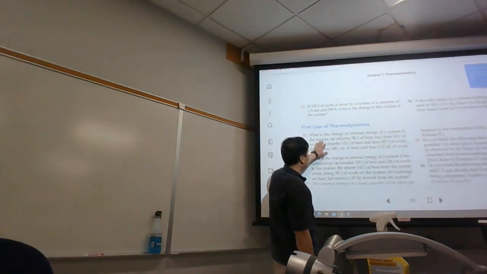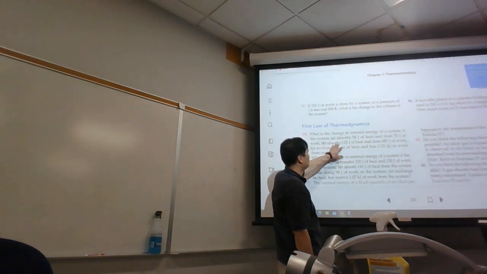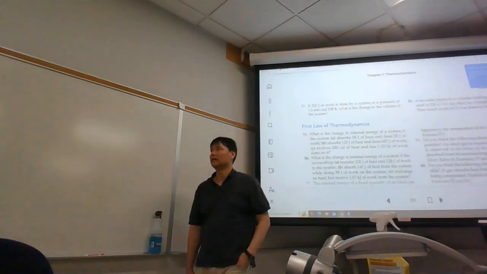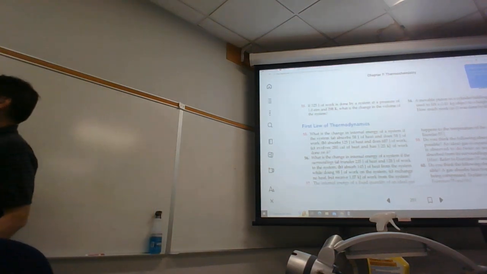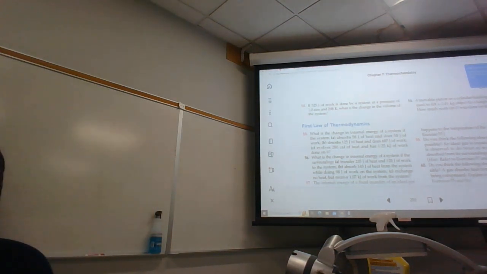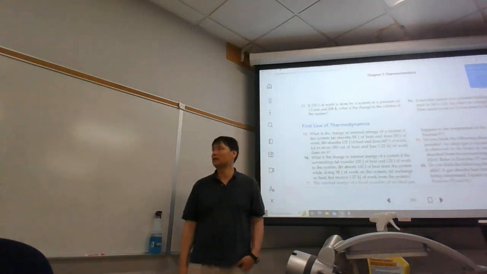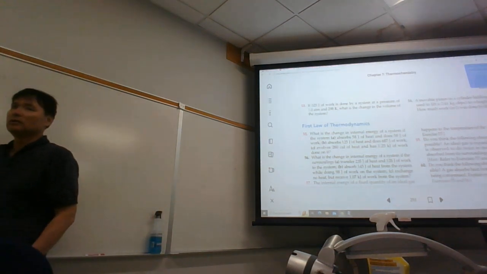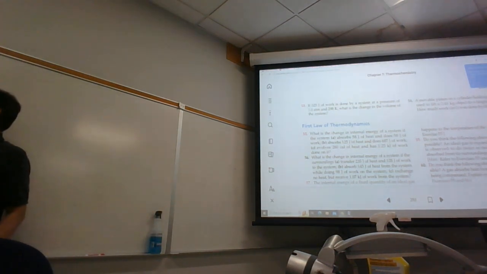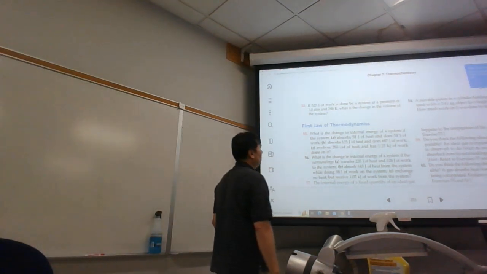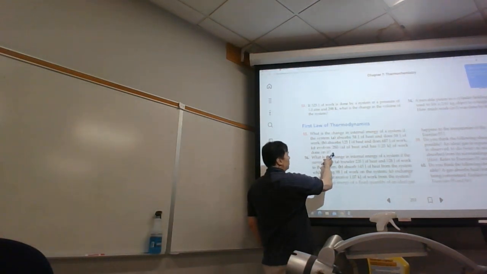What is the change in internal energy of a system if the system absorbs 58 joules of heat? So the system absorbs 58 joules of heat. Is that positive or negative? Positive. And does 58 joules of work? If the system does 58 joules of work, is that positive or negative? Negative. And so we're going to have a plus 58 plus a minus 58, which is going to give us 0. So A, the change in internal energy, delta U is 0.